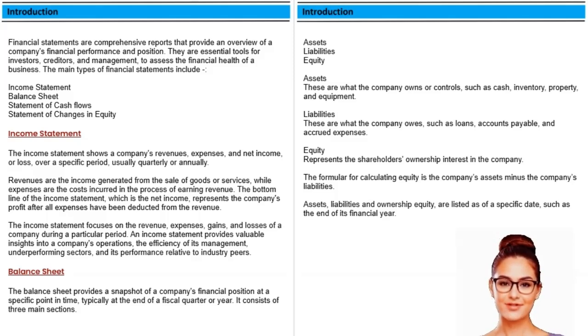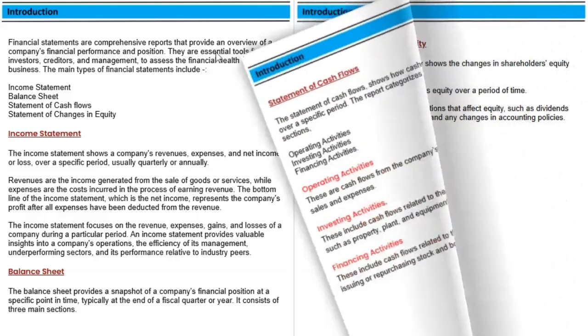So, in a nutshell, a balance sheet, also known as statement of financial position or statement of financial condition, is a summary of the financial balances of an individual or organization, whether it be a sole proprietorship, a business partnership, a corporation, or a private limited company. Assets, liabilities, and ownership equity are listed as of a specific date, such as the end of its financial year. Moving on, we come to the statement of cash flows.